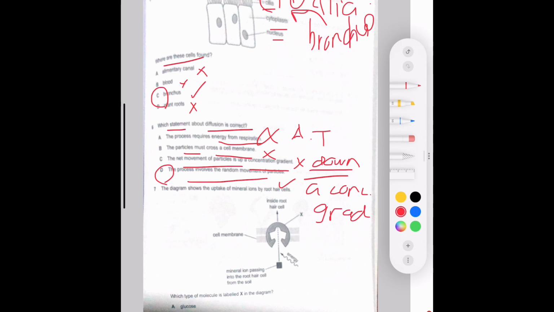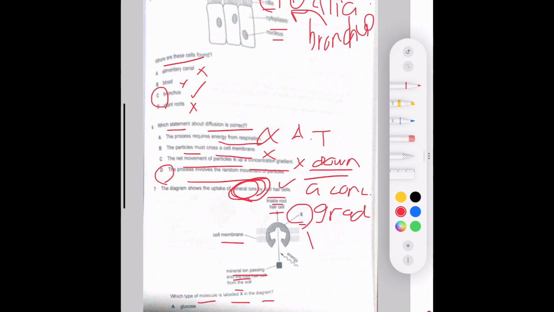Question 7. The diagram shows the uptake of mineral ions by root hair cells. In the picture below, we can see there's a cell membrane, and it's a structure labeled X. Now, what is X? The question basically asks what is X. So in the question here, you will see that it is asking for the uptake of mineral ions.